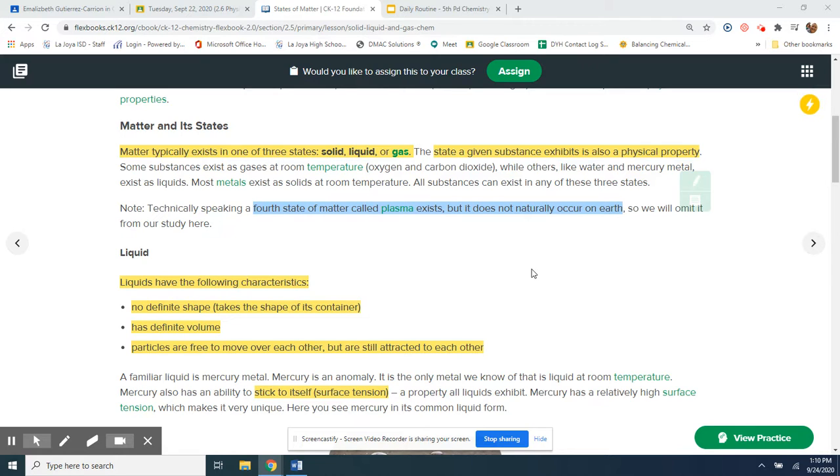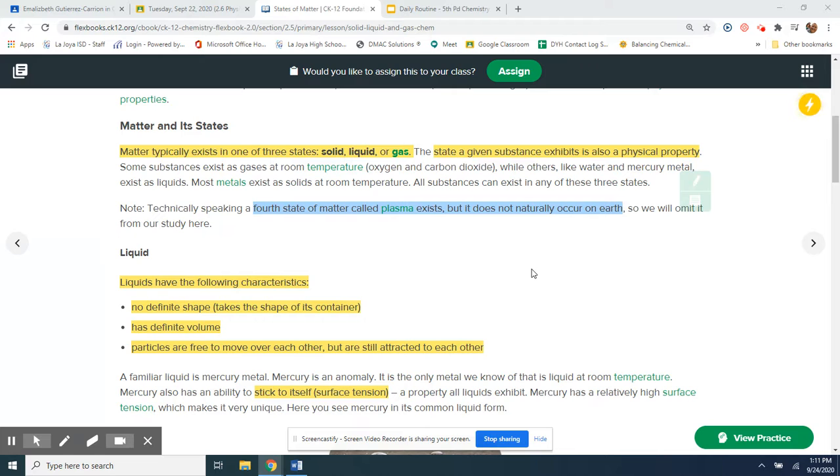The state a given substance exhibits is also called a physical property. Now, remember, with a physical property, what it looks like has changed, not the exact substance. The only thing that has happened is that you probably have changed the temperature and it went from being a solid to a liquid to a gas, depending on what substance you're using.